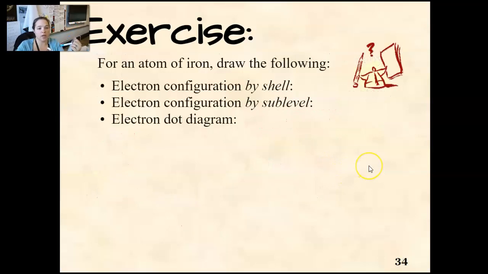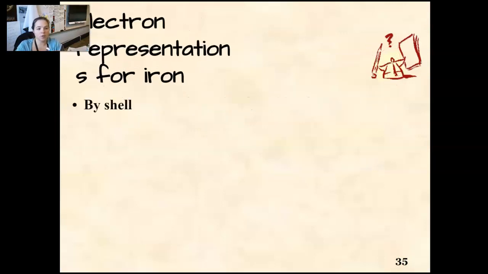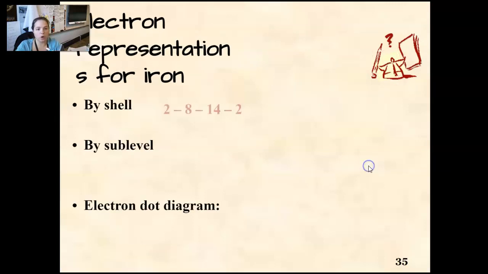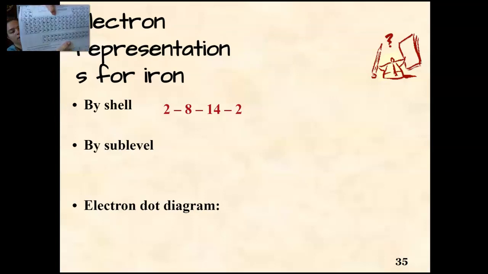All right, here's some exercise. For an atom or ion, draw the following configuration by shell, by sublevel, and the electron dot. So by shell, what does it look like by shell for the iron? Iron is Fe, and that is right there. Number 8, in group 8 right here. And it's got a 2, 8, 14, and 2.